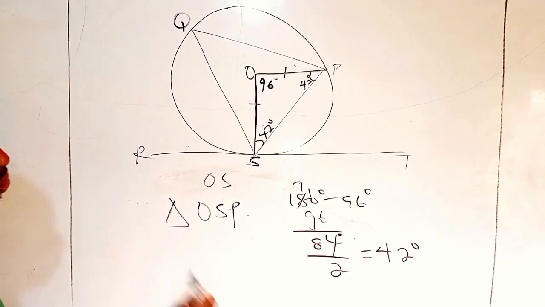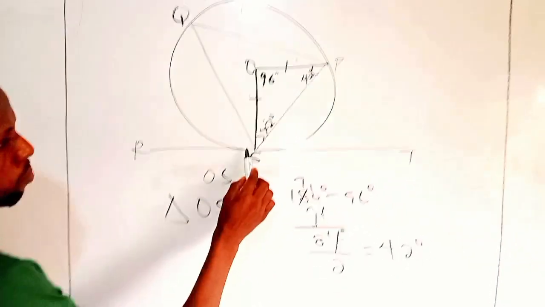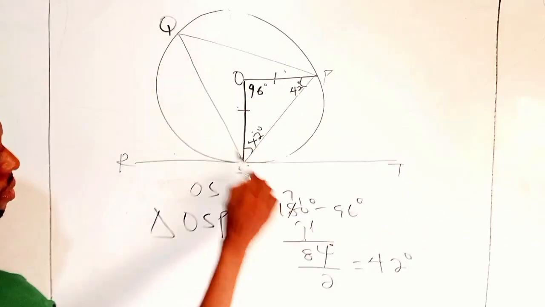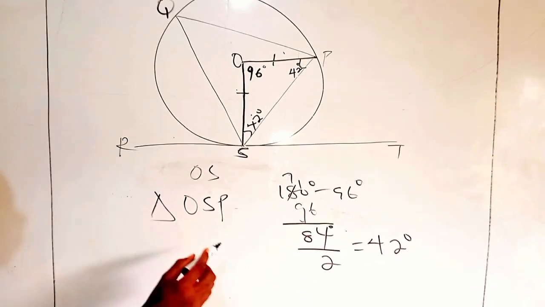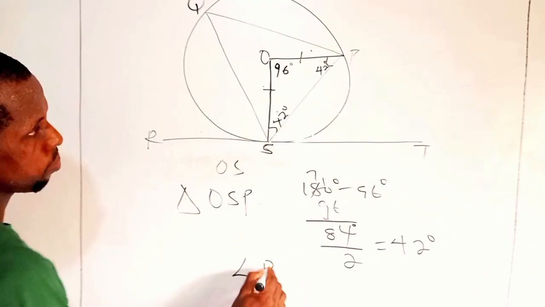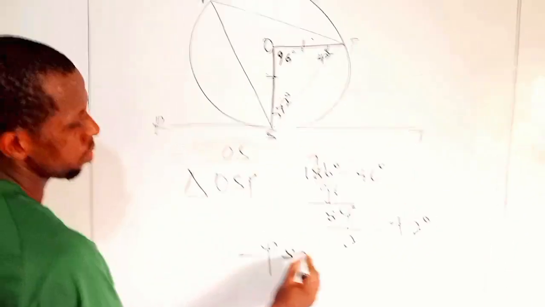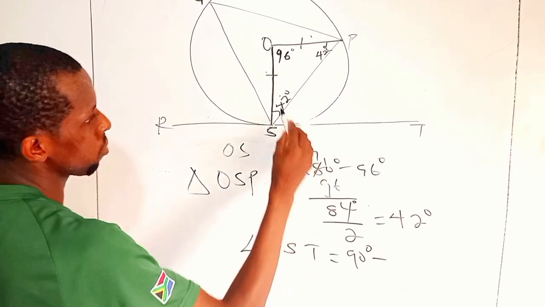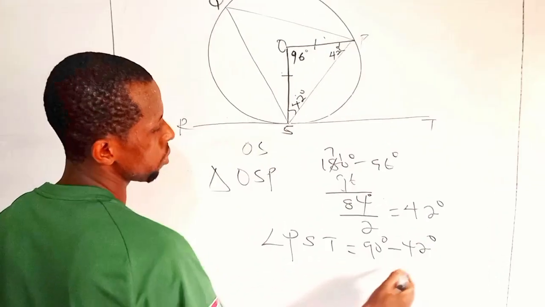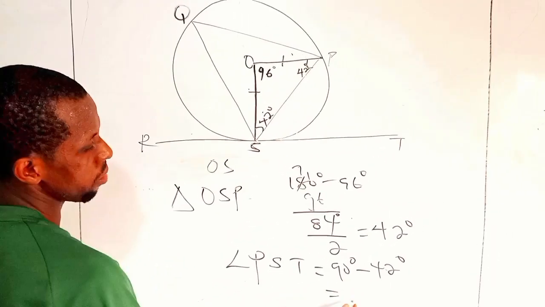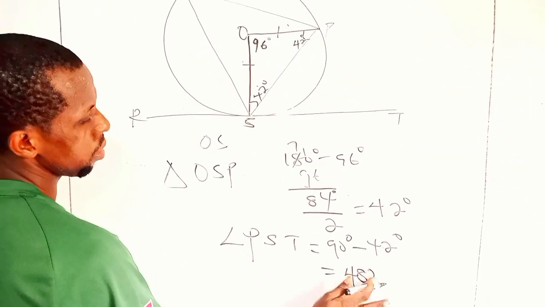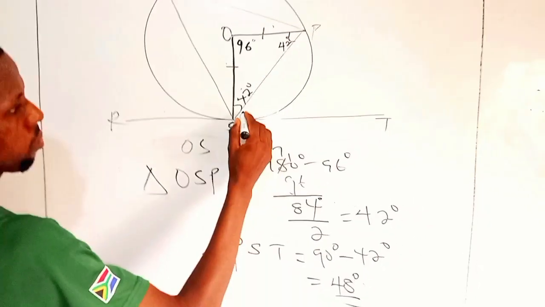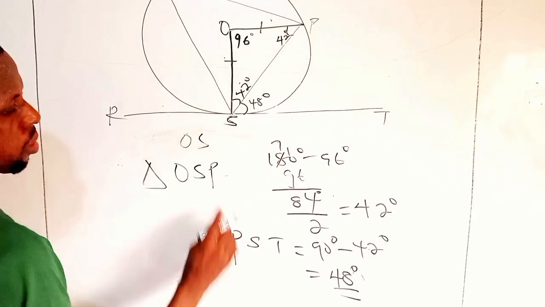And do not forget that OS is perpendicular to this, which is a right angle. So that means that angle PST will be 90 degrees minus 42 degrees. By the time we subtract this from 90, we have 48 degrees. So this angle is 48 degrees.